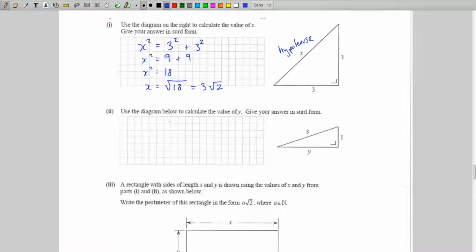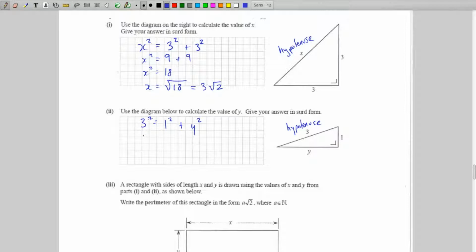Part 2 asks us to calculate the value of y, again from a right angle triangle where we have two side lengths, and we're asked about the third. So Pythagoras always tells us that the hypotenuse is on its own. So we say that the 3 squared is the sum of the other 2 squared. So we've got a 1 squared and a y squared. The other two sides get squared and added together.